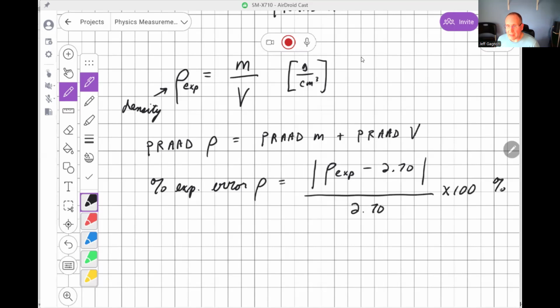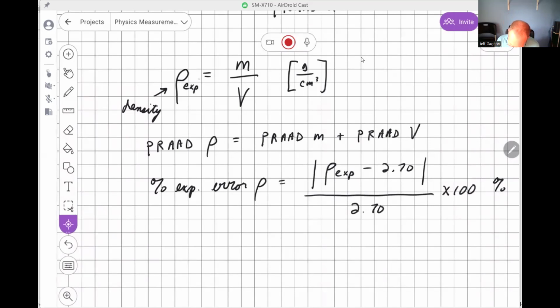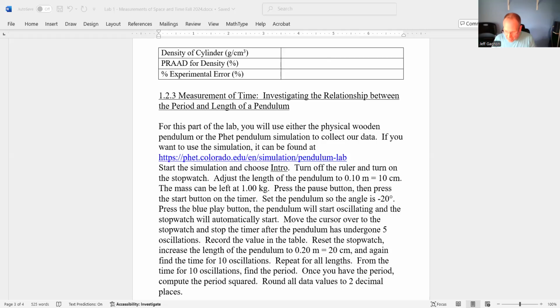And that could be zero, right? If you calculate your density and you got exactly 2.70, then this could be 0%. And that's great. That's fine. For error, it's okay to have 0%. It's only PRAD that we can never get 0%. Okay, and then once you have that, then the first part of the lab is done, right? The density of aluminum cylinder, that part of the lab is complete.